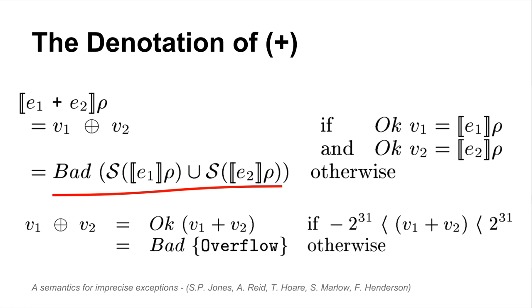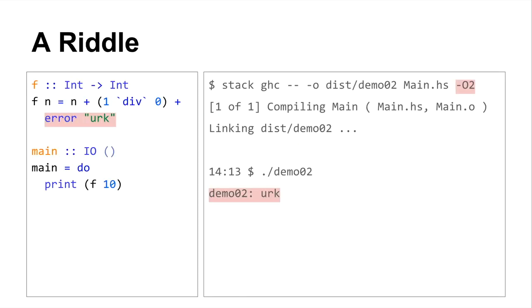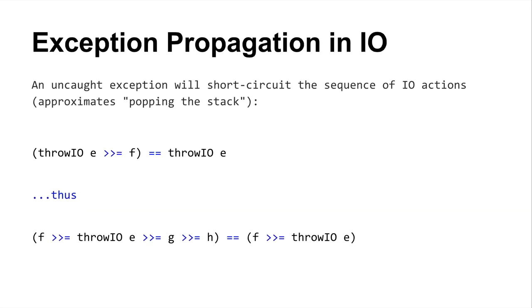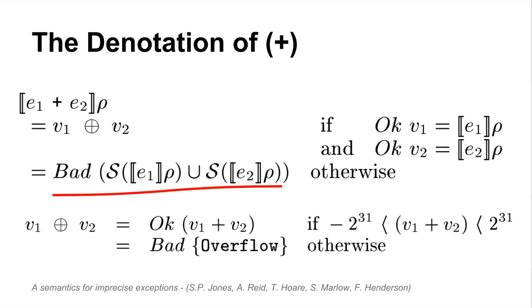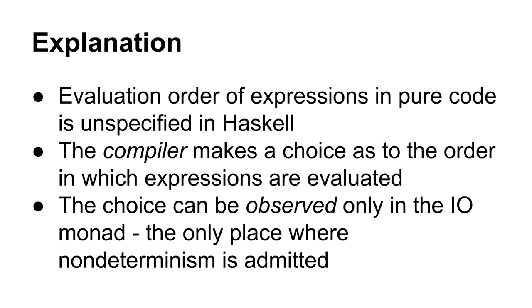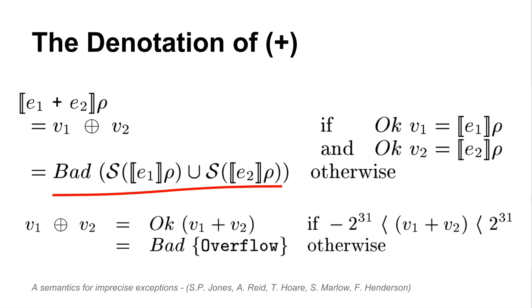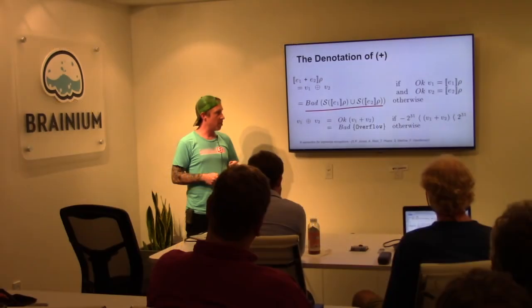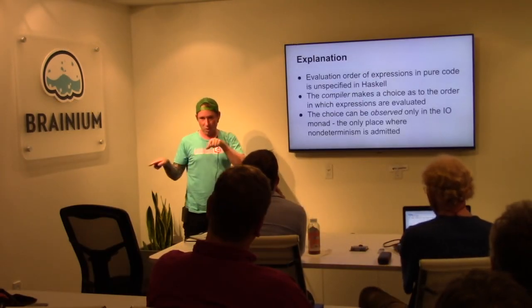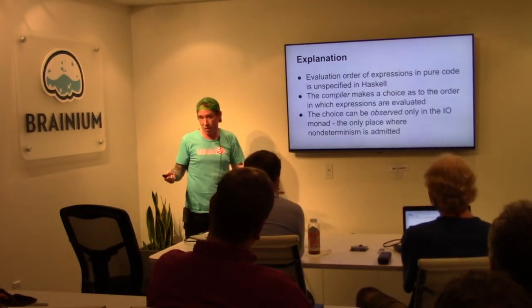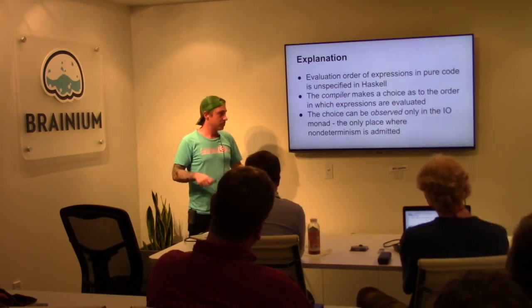And that's kind of interesting. When you go back to this actual code example, the meaning of f applied to 10 is actually the union of that exception and that exception. Practically speaking, you're going to get one of these errors, but only when you observe it in the IO monad. And that's an important distinction to make. The semantics of the expression is actually the union of both exceptions, but it's up to the compiler to figure out exactly which one it wants to do, and you can only observe it in IO anyways. So, you know, there's that.